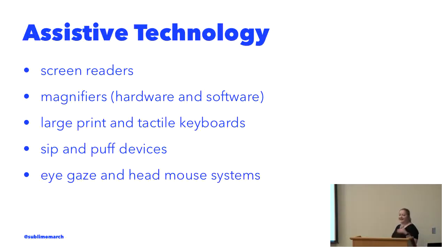Also, eye gaze and head mouse systems. So these allow people, as they move their eyes, to control a piece of technology, or the way that they move their head. Super cool. The last one is speech recognition, which we're becoming more and more familiar with, just everybody, right? Talking to Siri or whatever. You can physically speak to the computer.